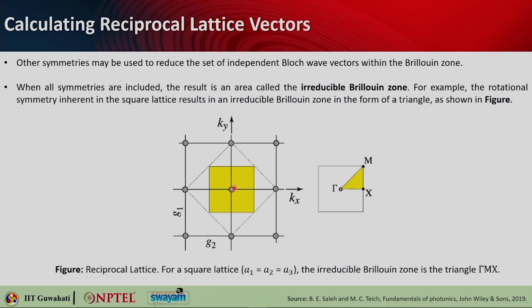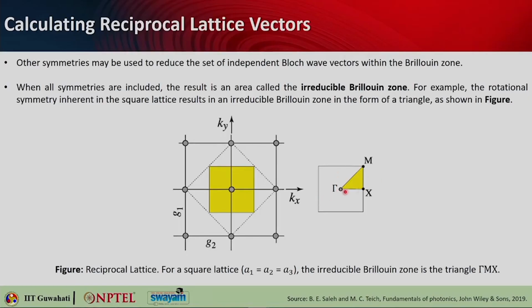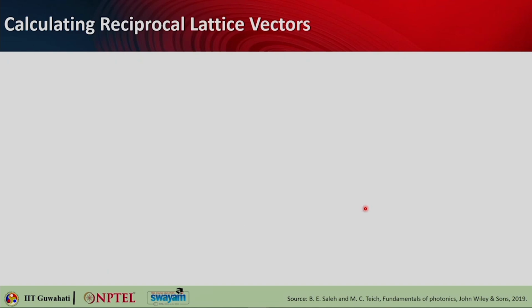However, you can take only half of it, because it also has a rotational symmetry. So if you take half of it and rotate it by 180 degrees, you will get the other half. That way this becomes the irreducible Brillouin zone, and there are ways of marking it. You can mark this as gamma, M, X. So what is M? M is the corner point, and X is the midpoint of the edge, right.